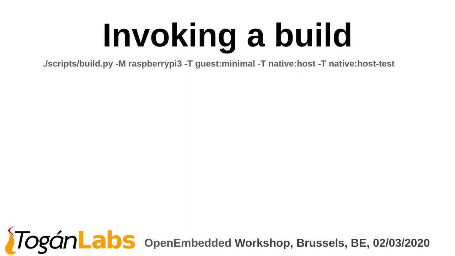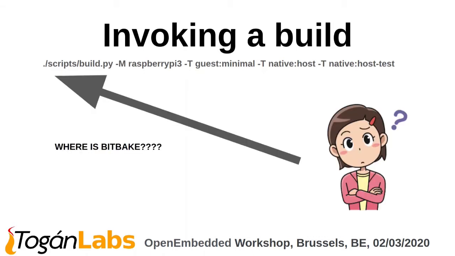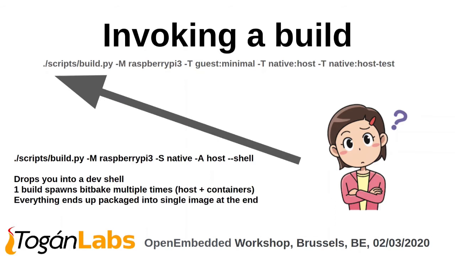We do it this way. Do folks remember the talk I gave maybe about 2-3 hours ago where I said something about wrapping things and how you really shouldn't do this? Where's BitBake? Yes, there's a reason why we did this. Well, you can get to BitBake. So you just do build, machine name, what system name you want to do, in the shell, and it drops you into a dev shell. And you can do bitbake virtual/kernel, blah, blah, blah.